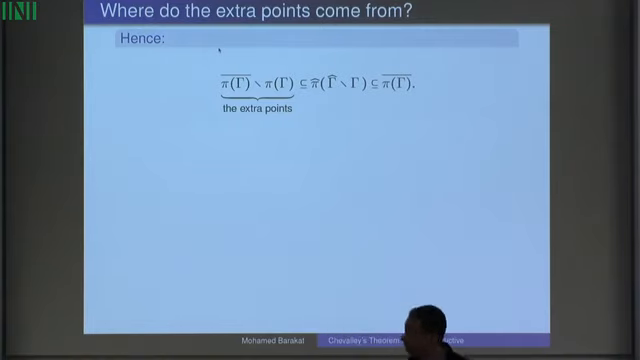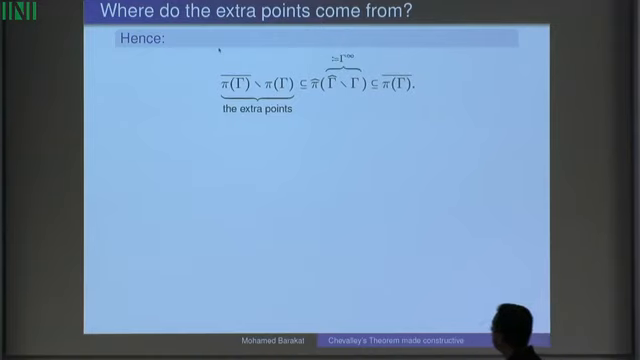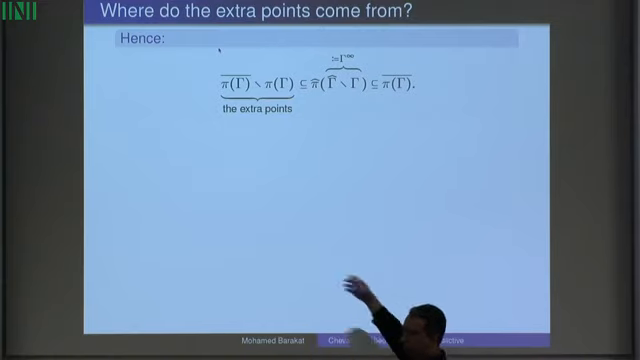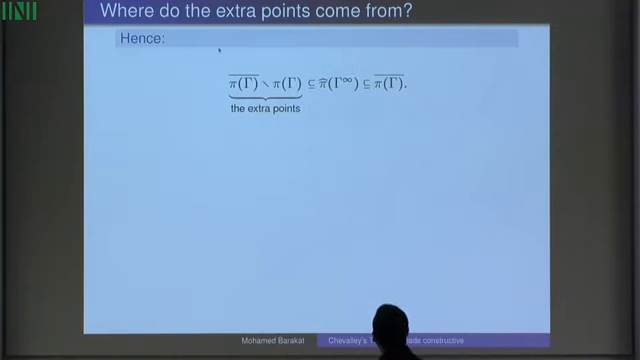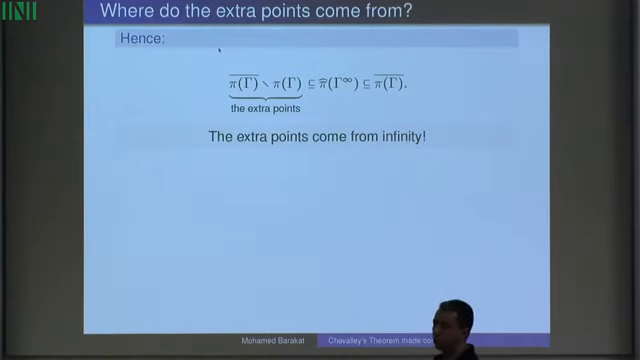So these are exactly the points at infinity, right? You're taking the gamma hat and you're removing the affine part of gamma. And what is remaining are just the points you added at infinity. So we call this gamma infinity, and we write it down here. Okay, so we have actually already proved that the extra points all come from infinity.